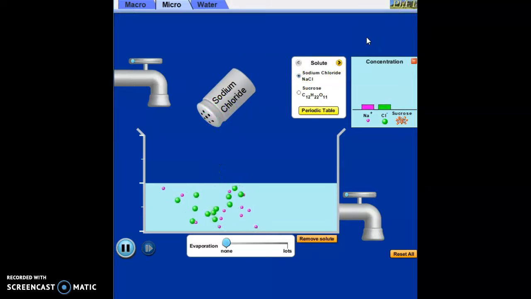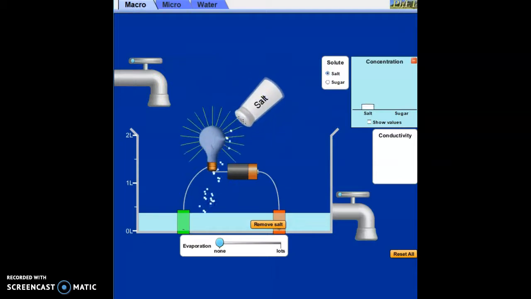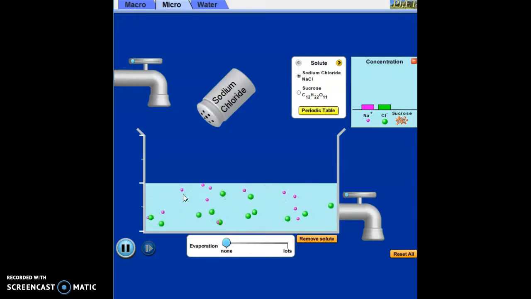So making that observation and thinking back to the macro tab, and we can actually switch back there, will salt conduct electricity? So we see the answer to will it or will it not conduct electricity, and then we see the answer to does it break apart or stay together in this part of the simulation. Okay, fill in the first two columns and then go to your periodic table. Was this an ionic or a covalent compound? Pause the video if needed.